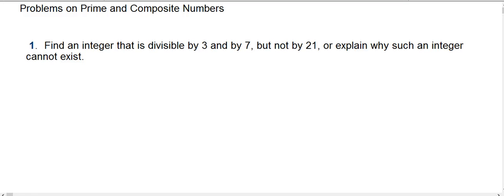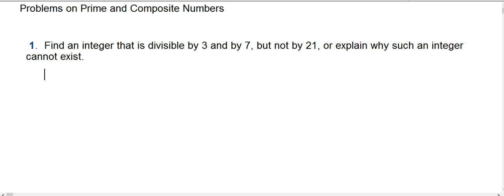So let's do a few problems involving prime and composite numbers and, of course, the basic notion of divisibility. This is based closely on some book problems. Let's try to find an integer that's divisible by 3 and by 7, but not by 21, or explain why such an integer cannot exist.